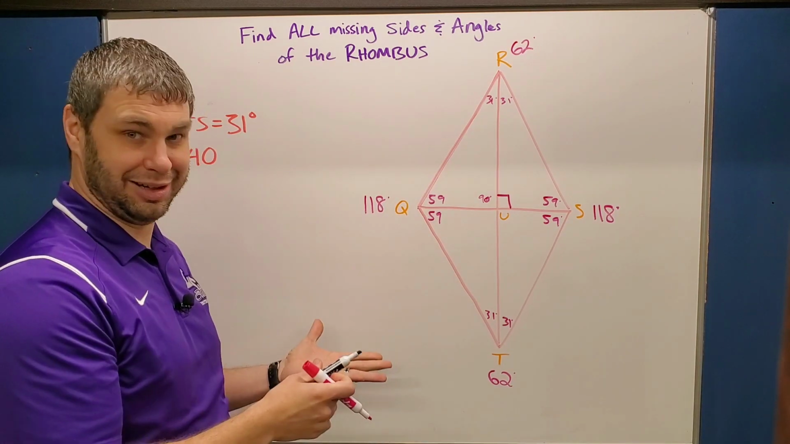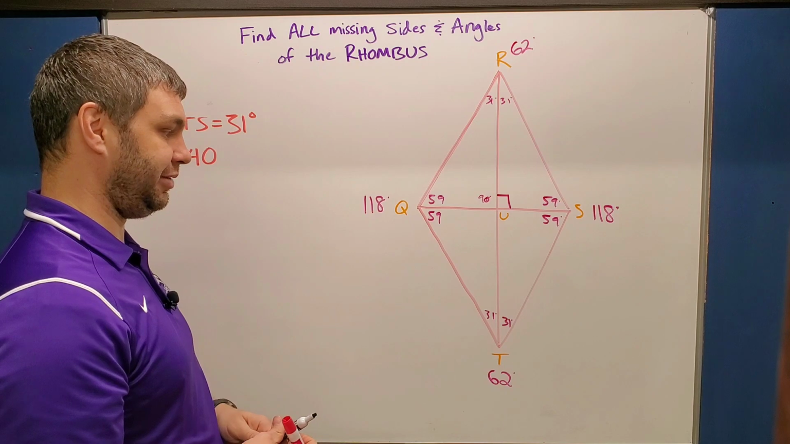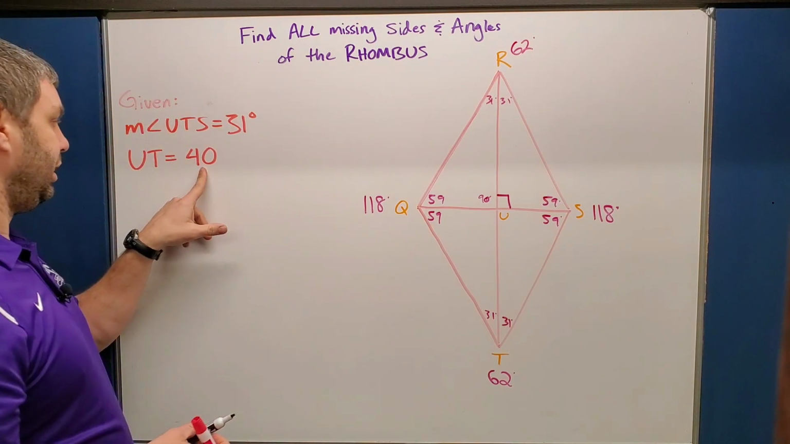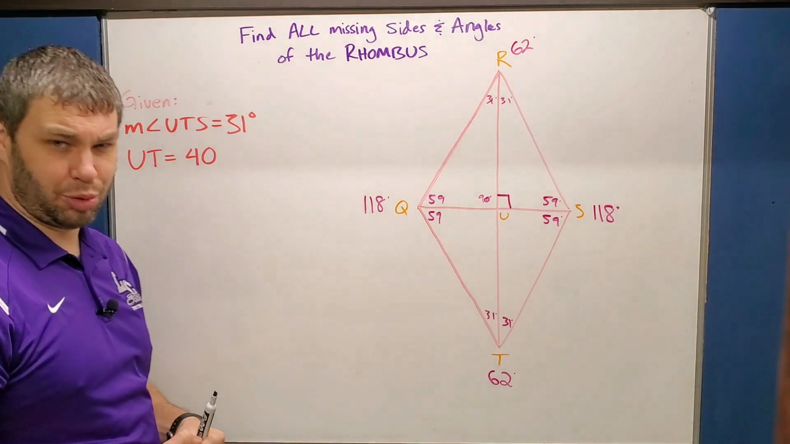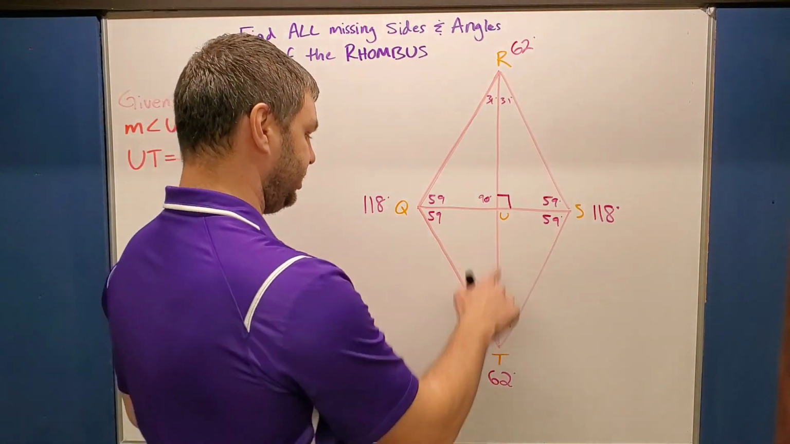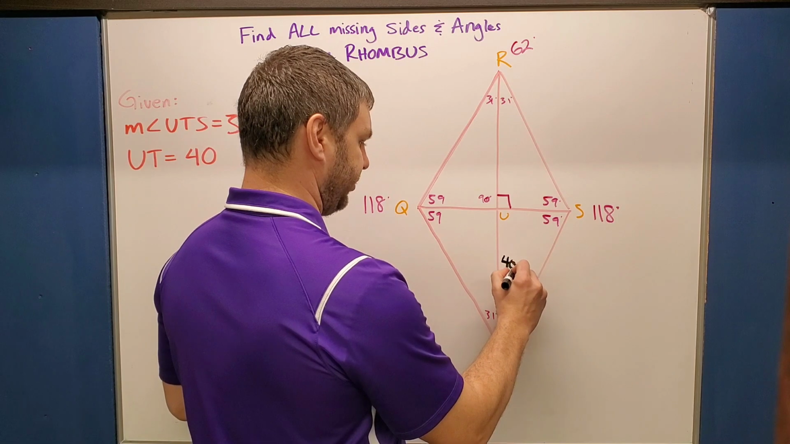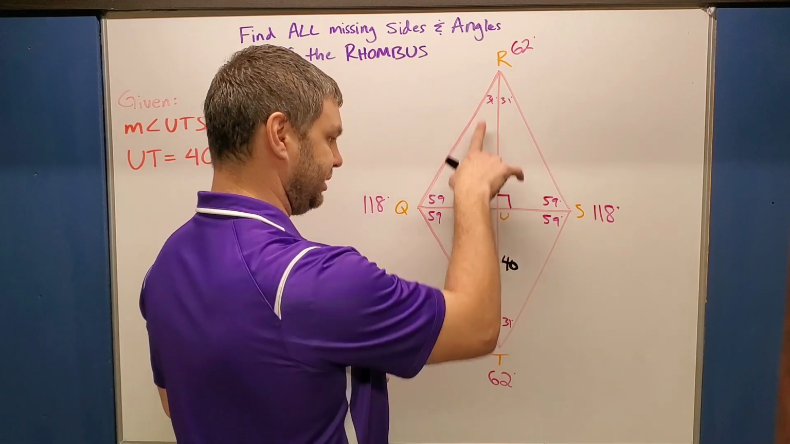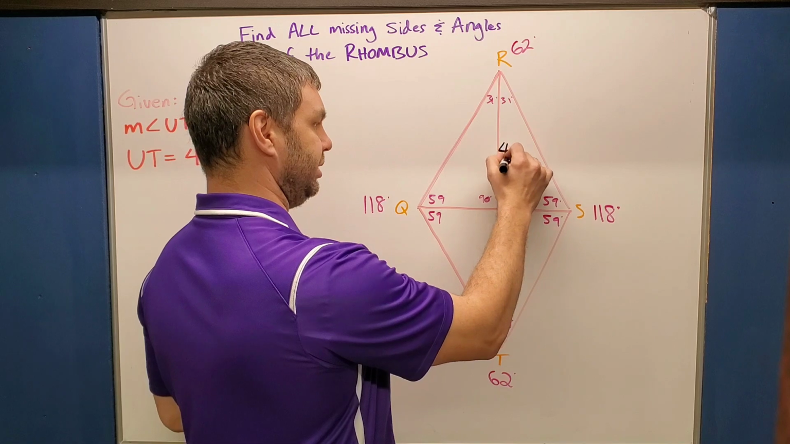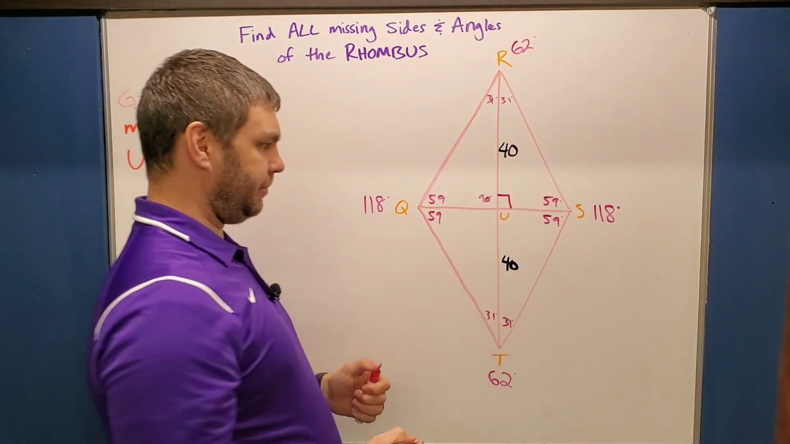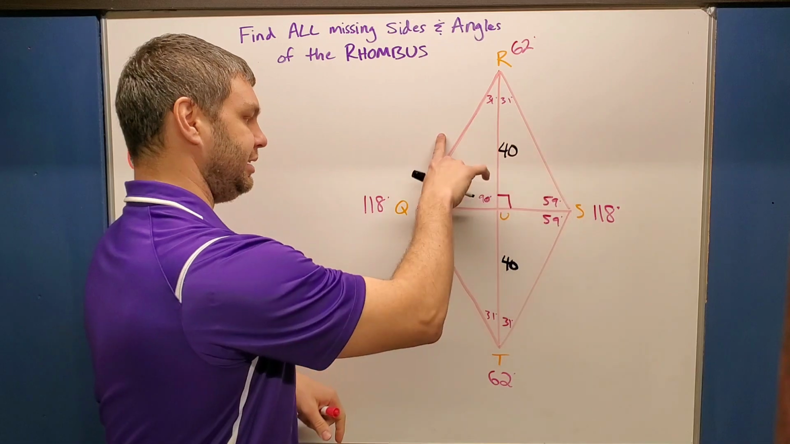Again, rhombi are nice because they have the 90s in the middle, and then the other angles are also easy to find. However, it only gives me one other measure here, and that's that UT is 40. So let's mark that up. UT, always mark up your picture. It says is 40. And just like the opposite sides, the other part of this diagonal is also going to be 40. All right, so that means I'm just missing these two parts as well as each side.